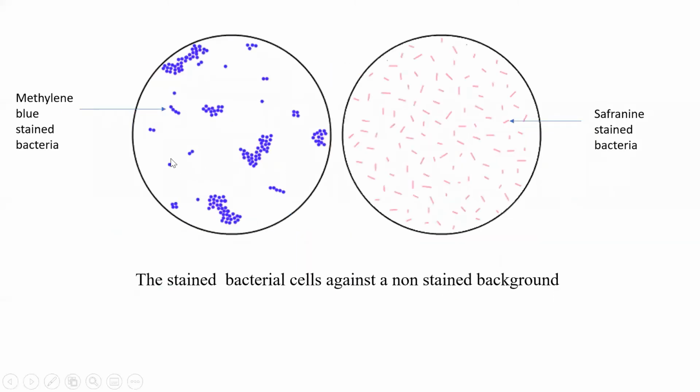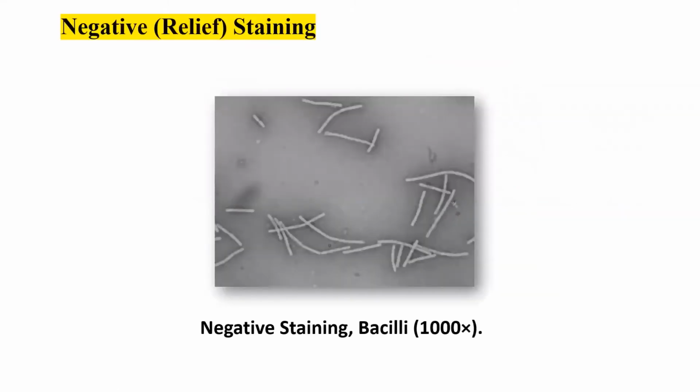Now we can see the methylene blue stained bacteria and the safranine stained bacteria against a non-stained background. In contrast, negative or relief staining is a staining where the bacteria themselves do not take the color, only the background is stained.